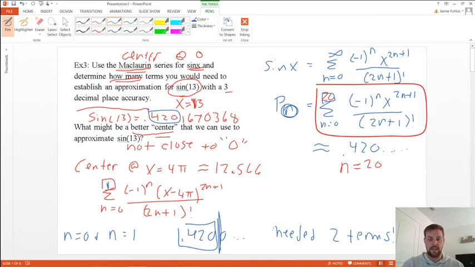Does that make sense? That's really what a Taylor series is, just being able to create a new center. The math's all going to be the same. It's just about a new center. So let's keep going with it.